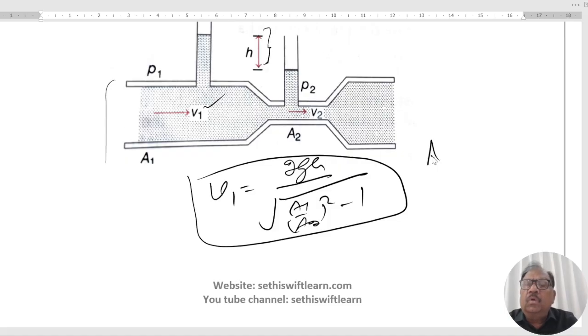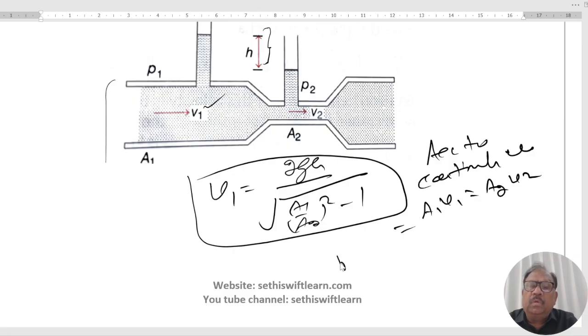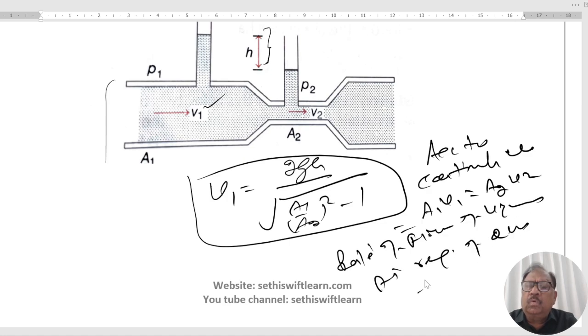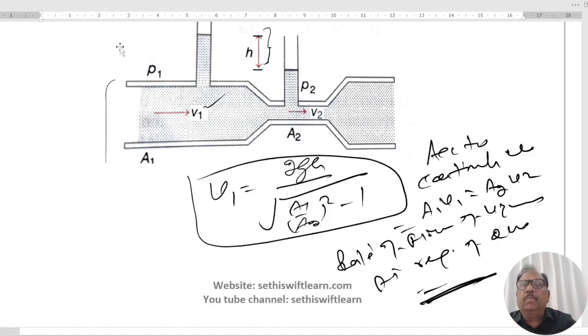Now, according to the continuity equation, A1 V1 equal to A2 V2. That is equal to the rate of flow of liquid. According to the requirement of the question, you can find anything. Right? Now, let's start with the questions.